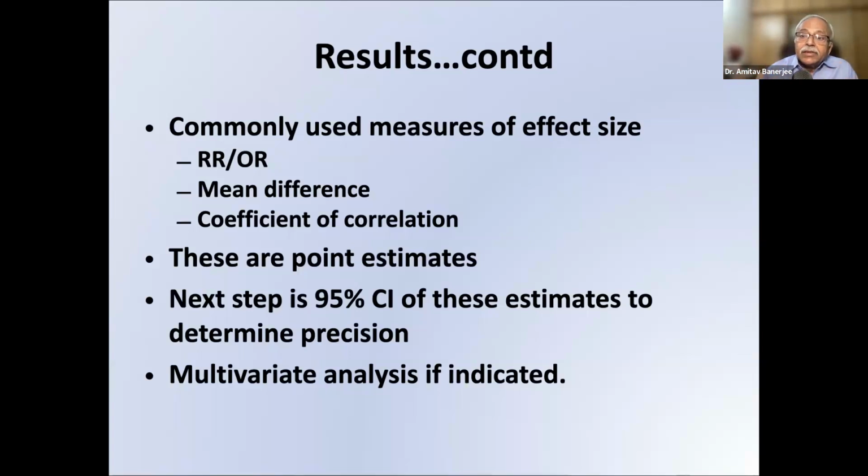And multivariate analysis may not be required in a randomized trial, because this is to control for the other factors, confounders, which can distort the association between the predictor and the outcome.